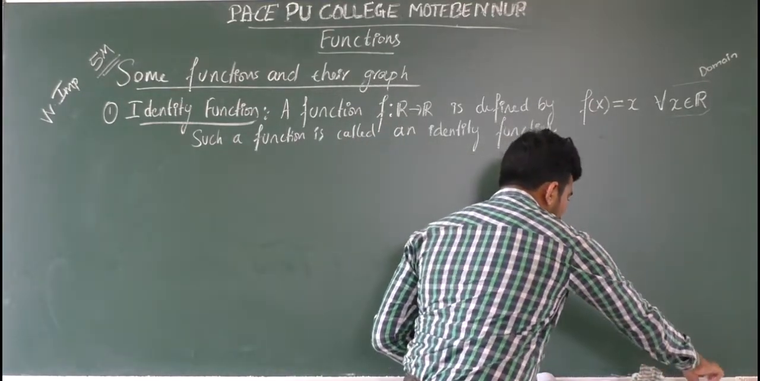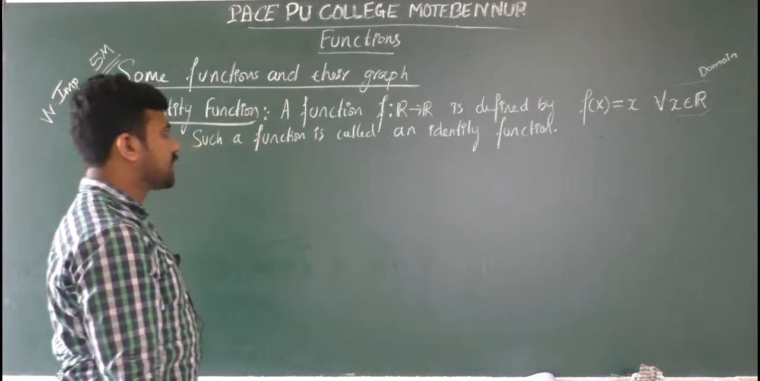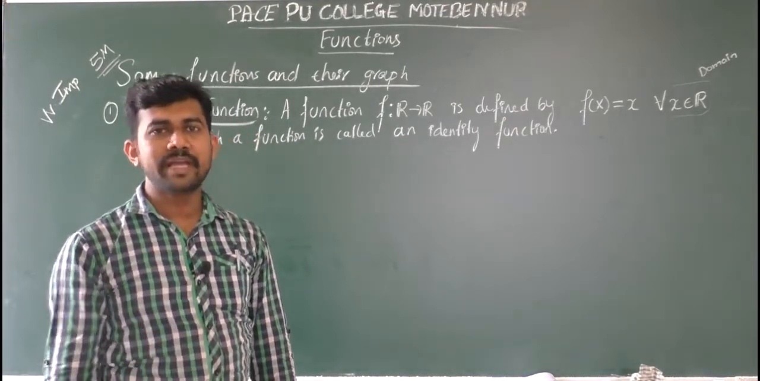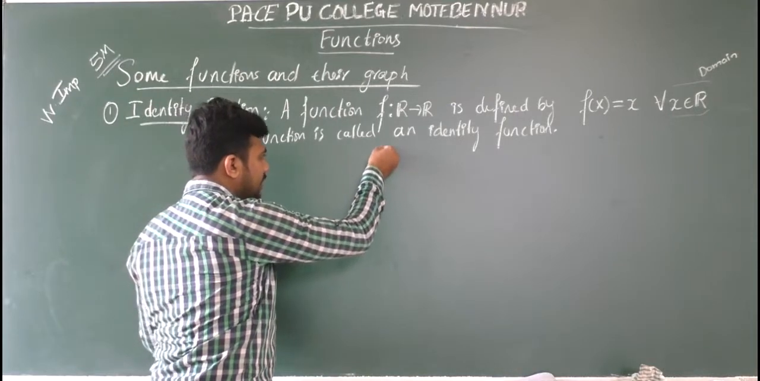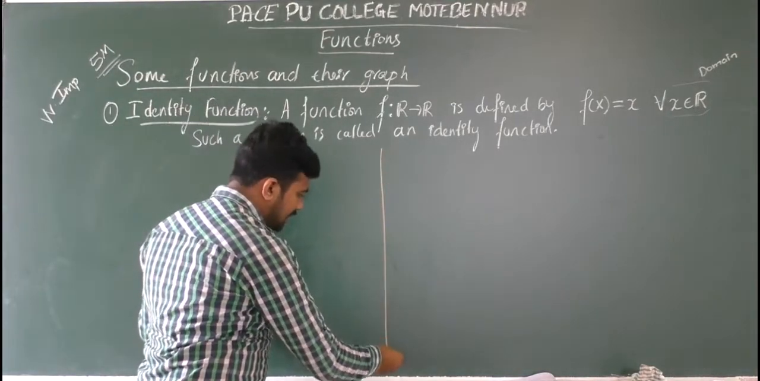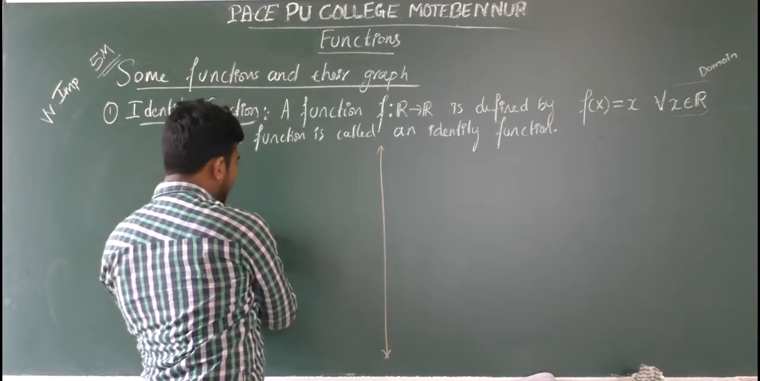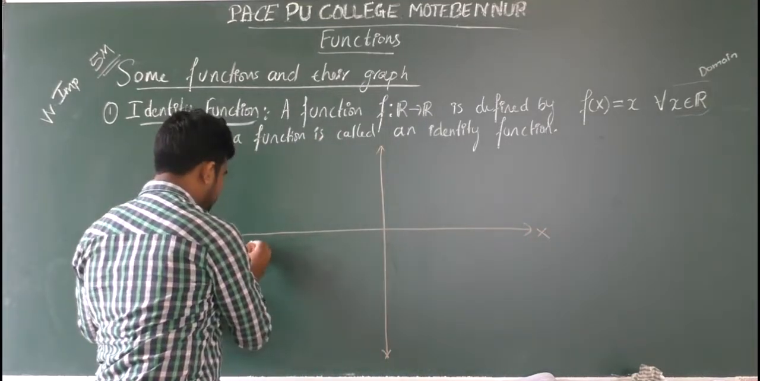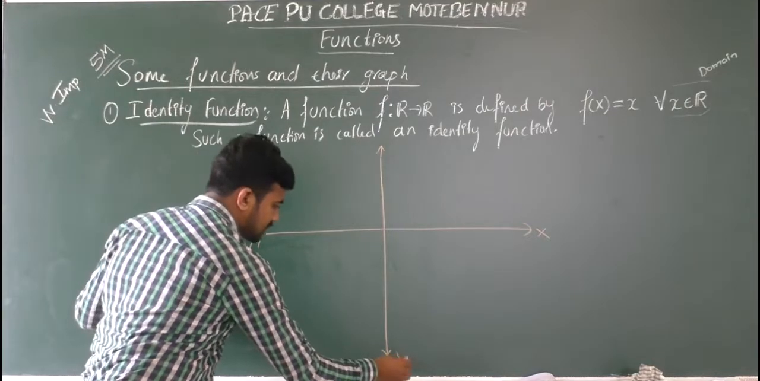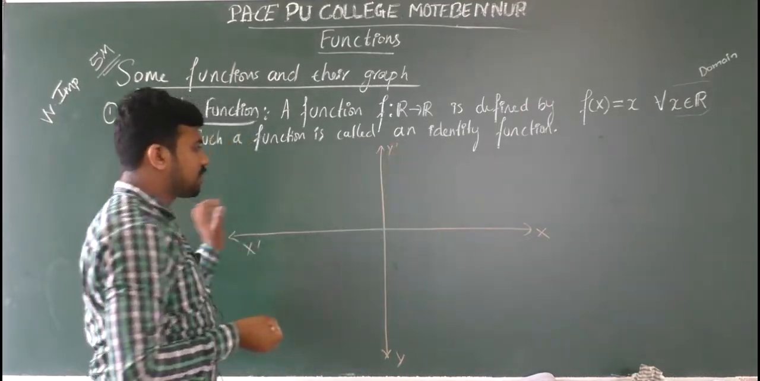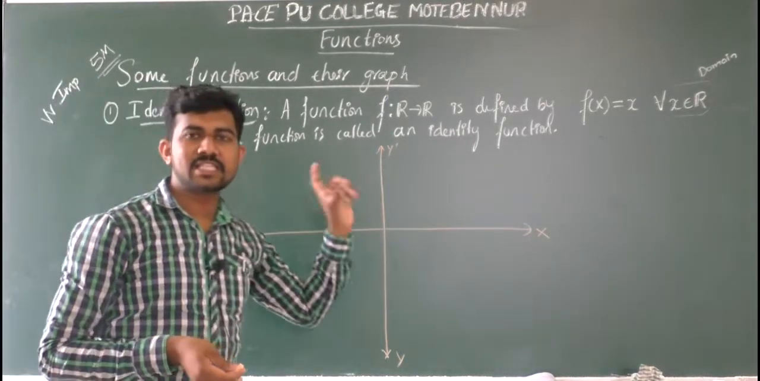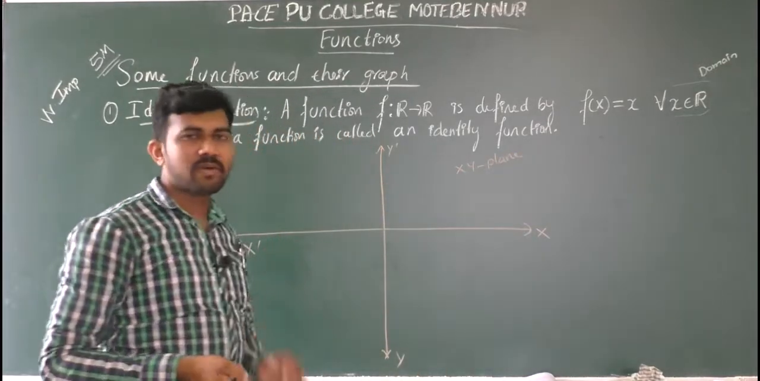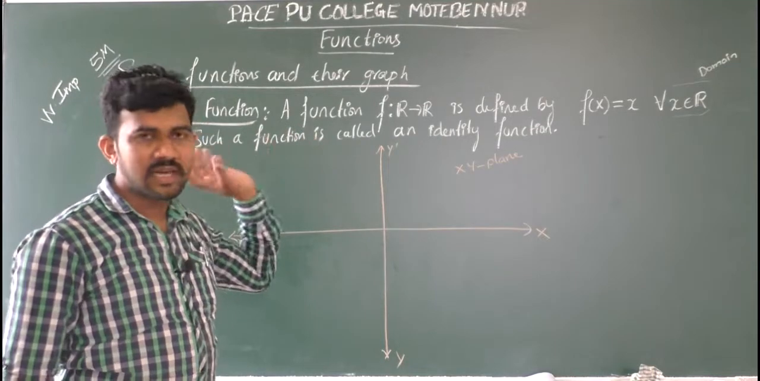Now, how to draw the graph of the identity function? To draw a graph we take a Cartesian plane, also called the xy plane. It must have an x-axis and a y-axis, with x dash and y dash as the negative directions. In this xy plane we draw the graph.